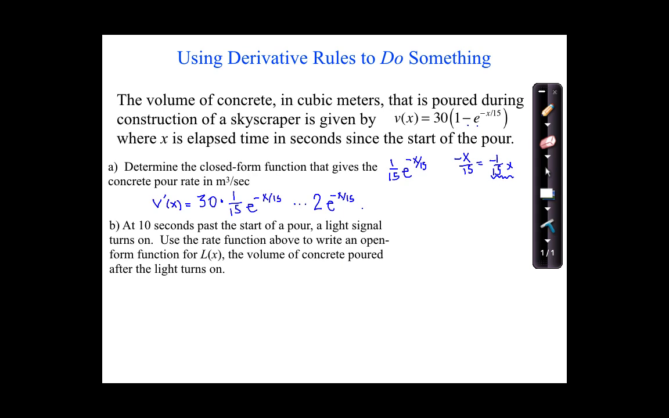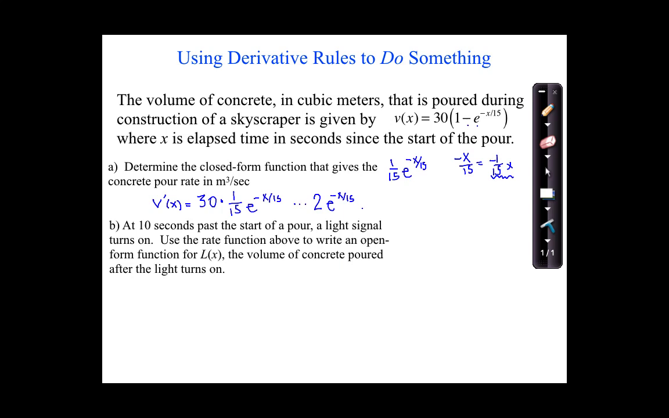An expression for the volume of concrete poured is related to this, but it's not the same as this. This is the total amount of concrete poured after x seconds have passed. And L of x is supposed to be an open form function for the volume of concrete poured after the light turns on. So x doesn't mean the same thing as it did before. It's at some point in time after the light turns on, and the light turns on at 10 seconds. So it's related to v of x, but kind of excludes what happened at the beginning, right?